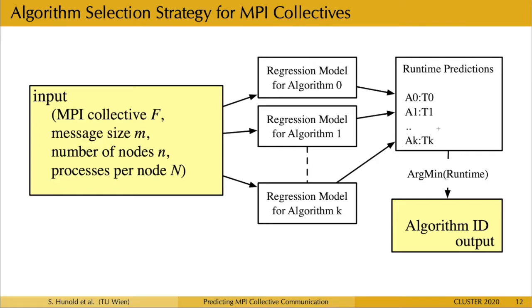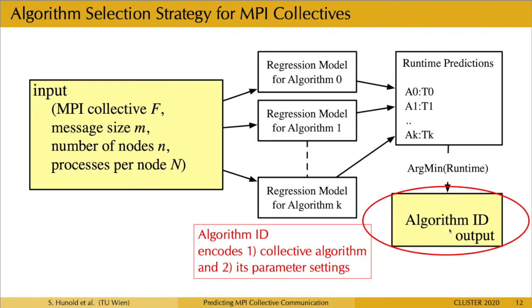Now that we have all these regression models, we're going to do the following. Our input, this is the problem. We have our collective, we have the message size, number of nodes and processes per node. We have that here. And we are querying each individual model. Each model is predicting the runtime of that algorithm for that feature. We are taking all these runtime predictions and finding the algorithm that minimizes the runtime, so the minimum runtime predicted by any of these algorithms. And our output is then this algorithm ID.